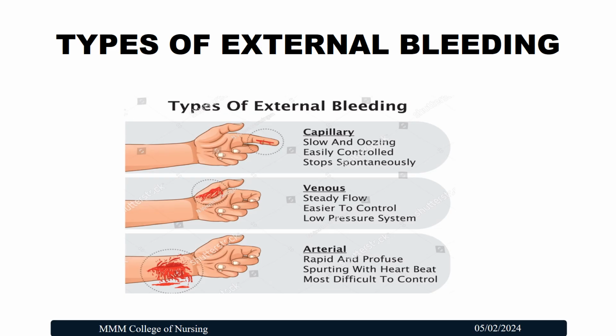And last one is arterial external bleeding. There is a rapid and profuse loss of blood followed by palpitation and increase in heartbeat, and which is most difficult to control.